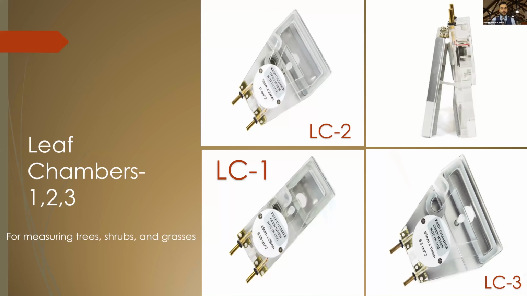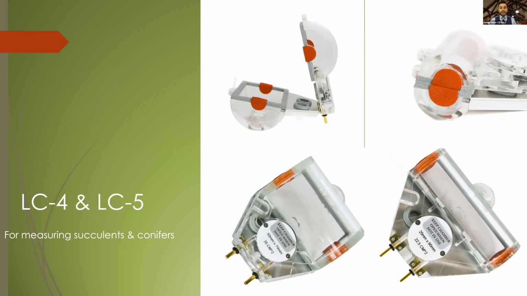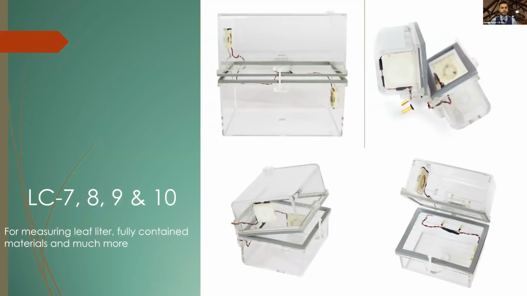The first one, so we have our standard leaf chambers for measuring trees, shrubs, grasses, either small broad leaves, small regular leaves, or even grasses and grass-like leaves. We call these LC1, LC2, and LC3. Now, for open system measurements of succulents, conifers, either small needled or large needled, we have LC4 and 5. And those flaps that you can see there, the little orangish red tomato color, are actually allowing the needles to be placed non-destructively in the chamber so that you can measure even while having only part of the plant there.